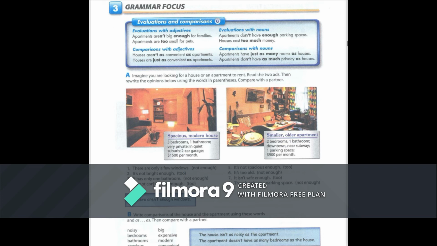It has only 1 bathroom. I want to put instead not enough. So I'm gonna say it doesn't have enough bathrooms. Because here's evaluation. I'm making an evaluation. I'm not doing a comparison between two. I'm just doing an evaluation.